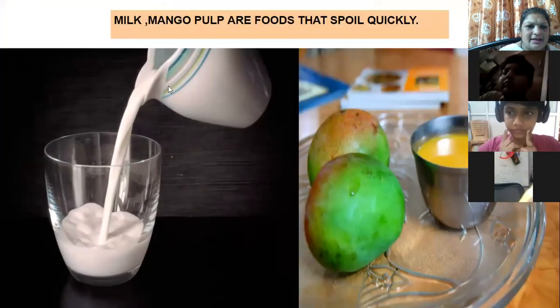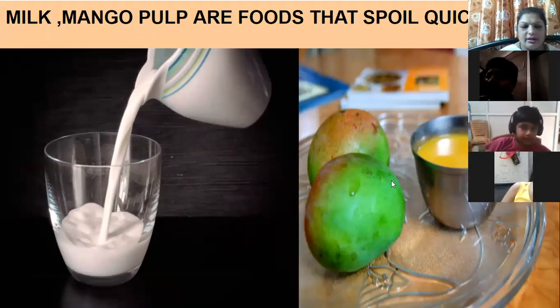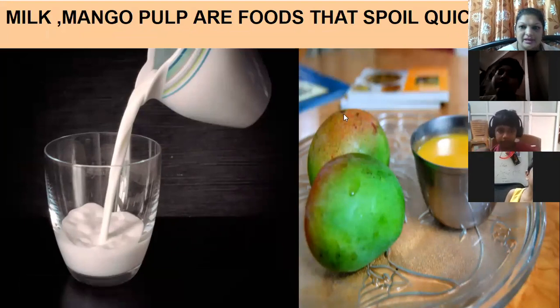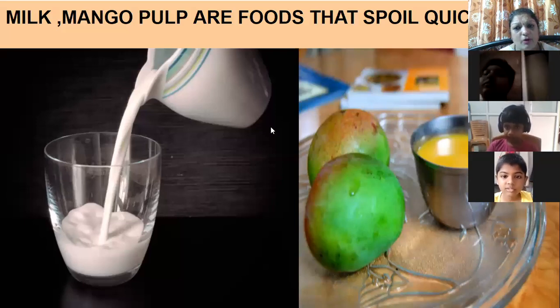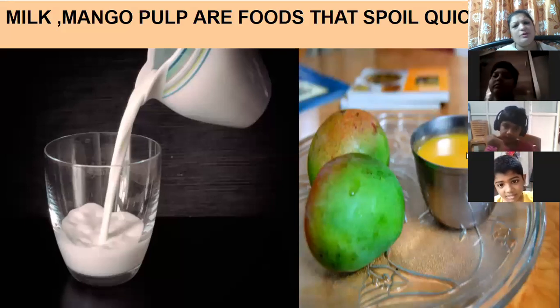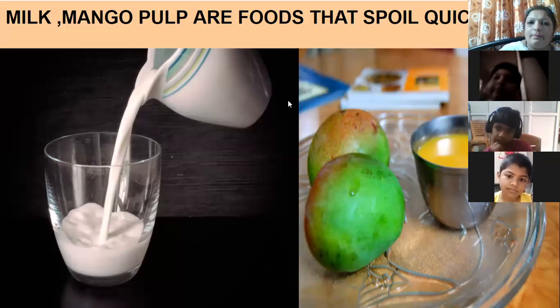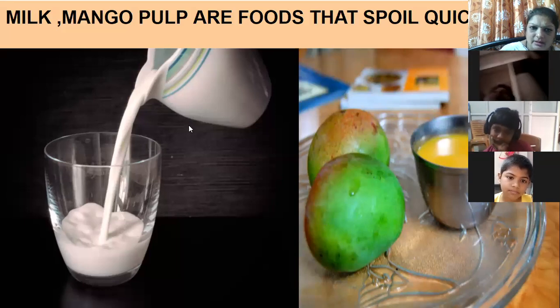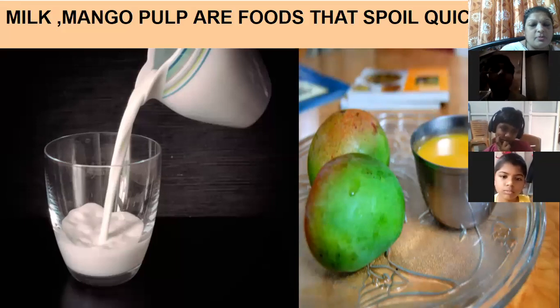See here, you can see these two products. These two products easily and quickly get spoiled. Which are the two products? Milk and mango pulp or any other fruit pulp. They easily get spoiled. They change color. For example, this is a mango pulp. This yellow color will turn into blackish color. That's why you need to keep it in the refrigerator in a cool place, or you can boil the milk. This is how you can preserve the milk and the mango pulp, because they spoil very quickly.